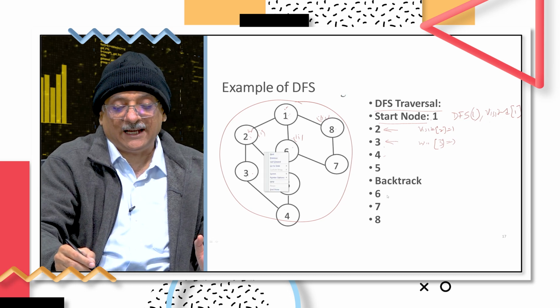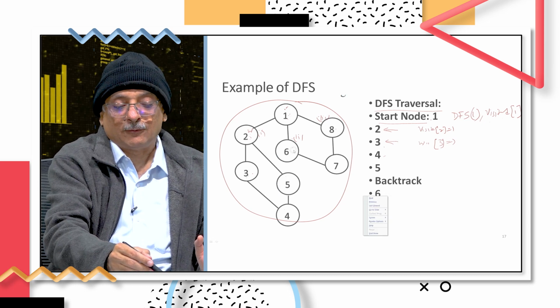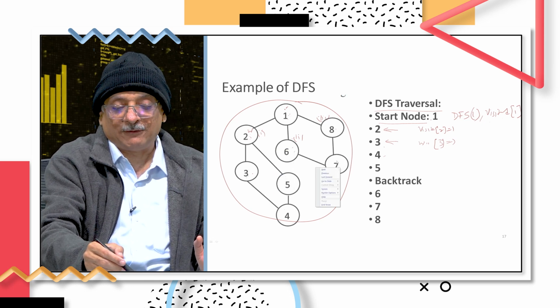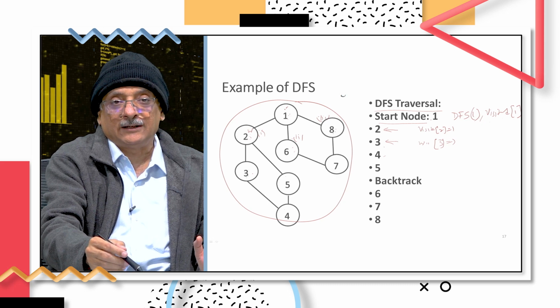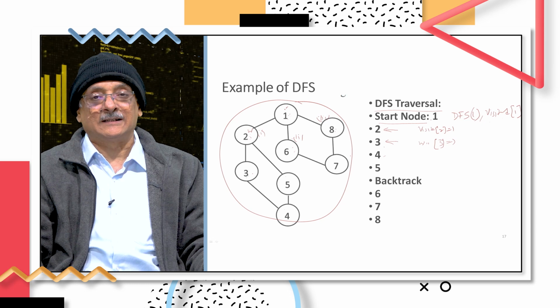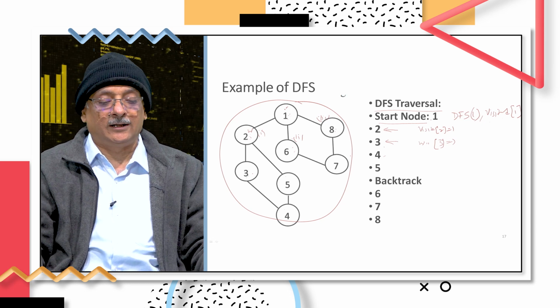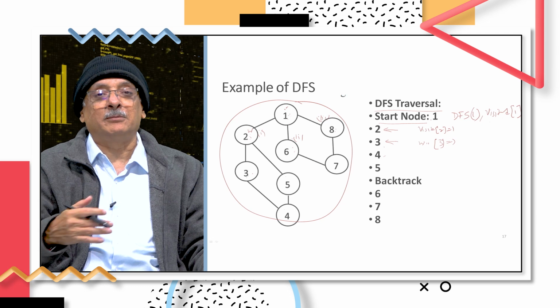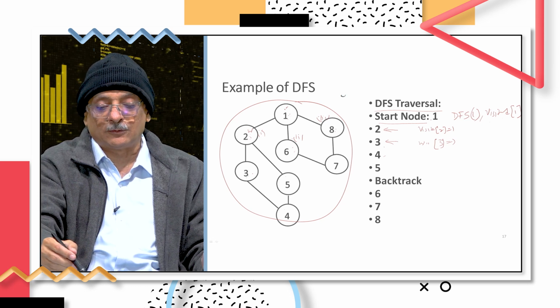So, we visit 6, then from 6 once again it is a depth first search. So, we will go to 7. From 6 we will visit 7, from 7 we will visit 8, and at 8 we come to know that all the nodes have been visited. You can backtrack and come back at any point of time, but ultimately this algorithm is going to terminate.